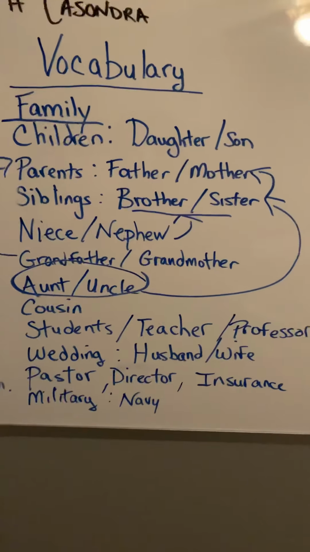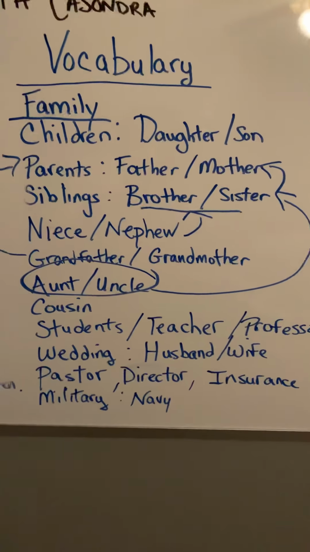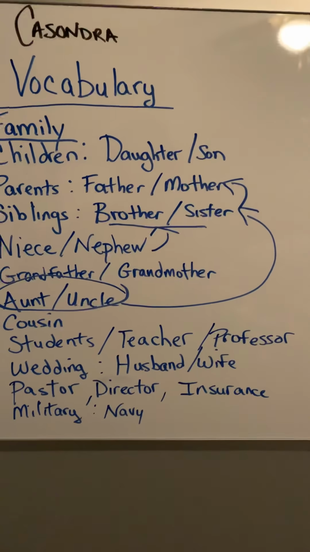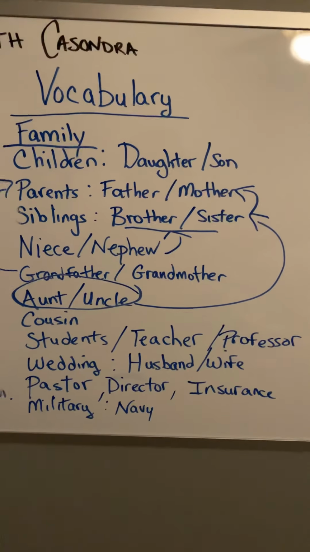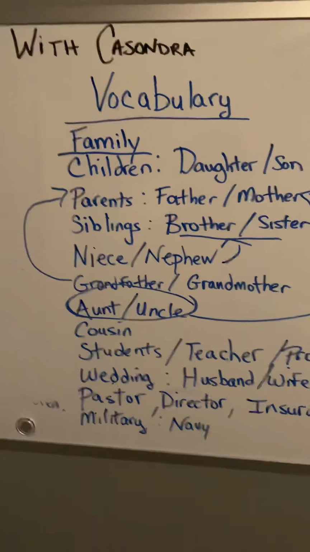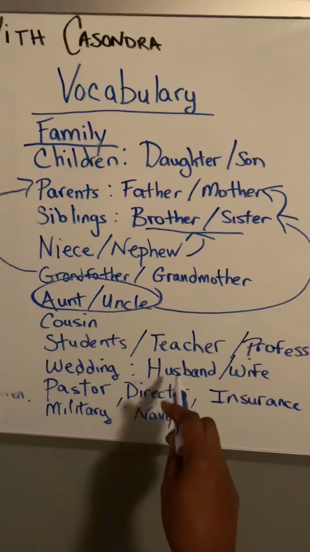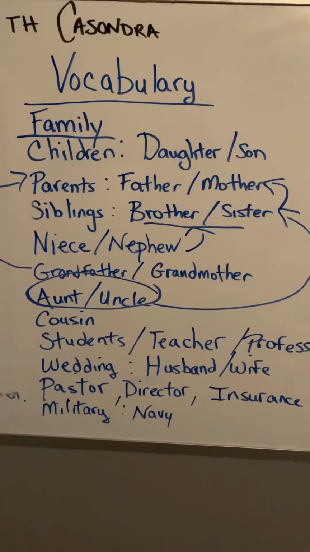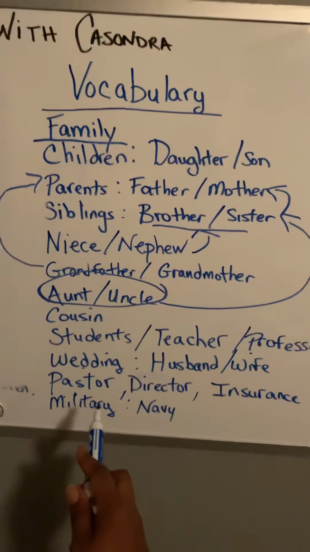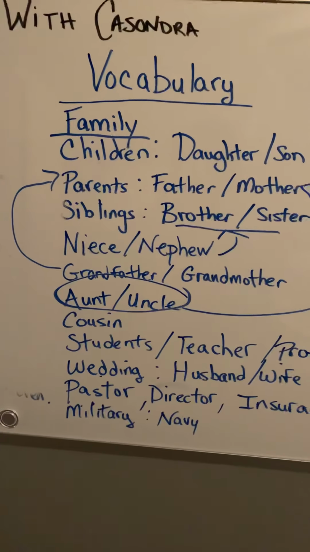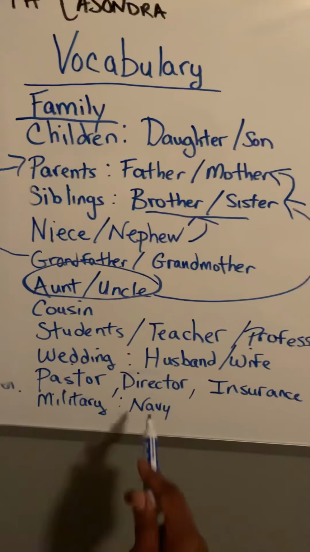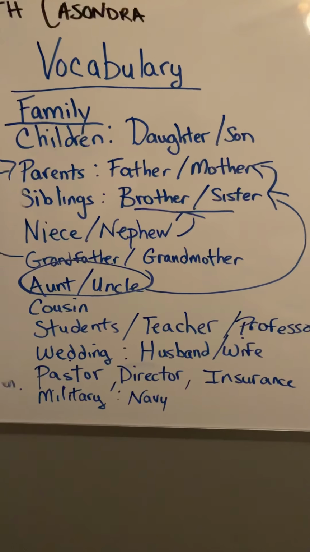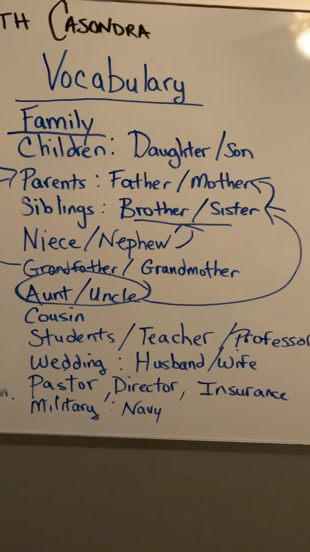We have students. A student is like you, someone who is learning. We have a teacher or professor. That's someone who is helping someone learn. We talked about a wedding, my sister's wedding. You have a husband and a wife. Okay, the husband would be the man, the wife would be female. Then you have some job descriptions like a pastor. Remember, he's over a church. A director, that would be someone who is over an organization, a school, or any kind of group.